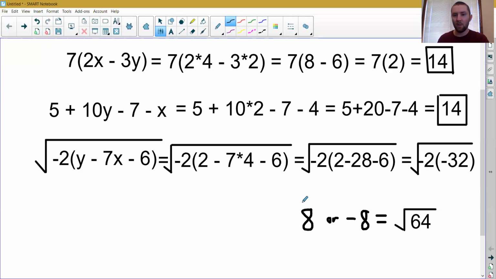Okay? So that expression, the square root of -2 times y minus 7x minus 6, is equal to 8 or -8. I have the positive, negative options because of that square root symbol. Okay, like I mentioned, there are not any of these square root ones in your homework, but they may show up on a test or quiz as a bonus question.